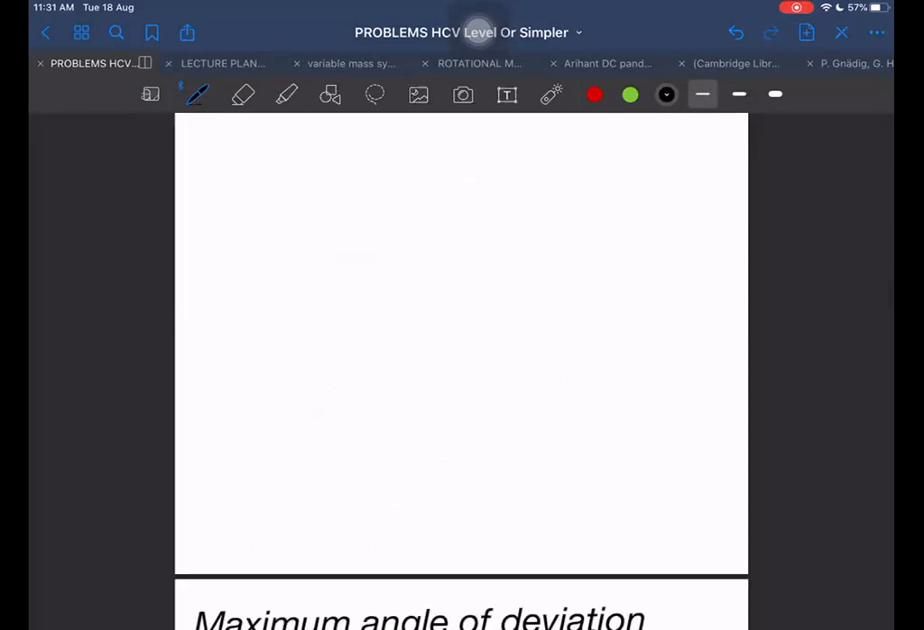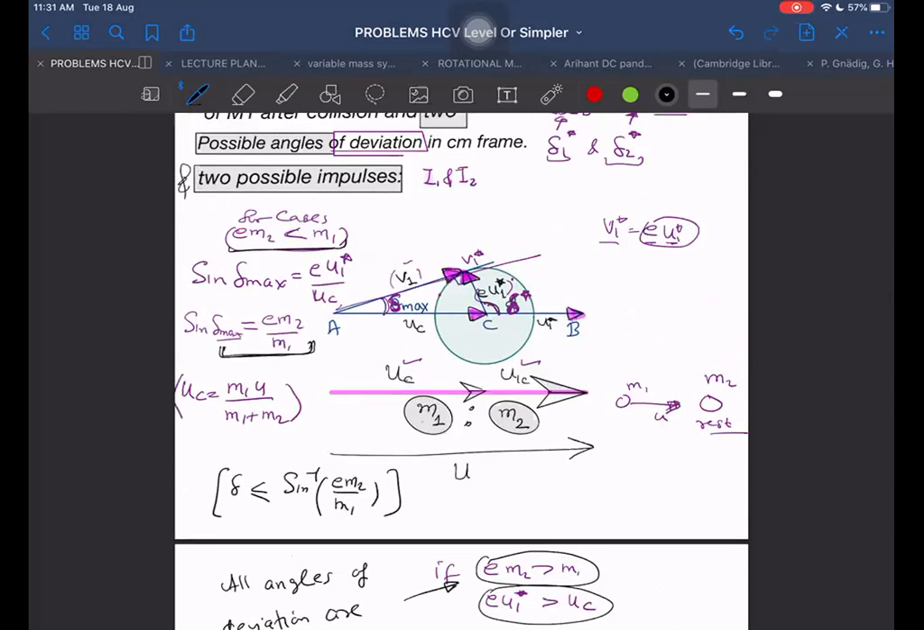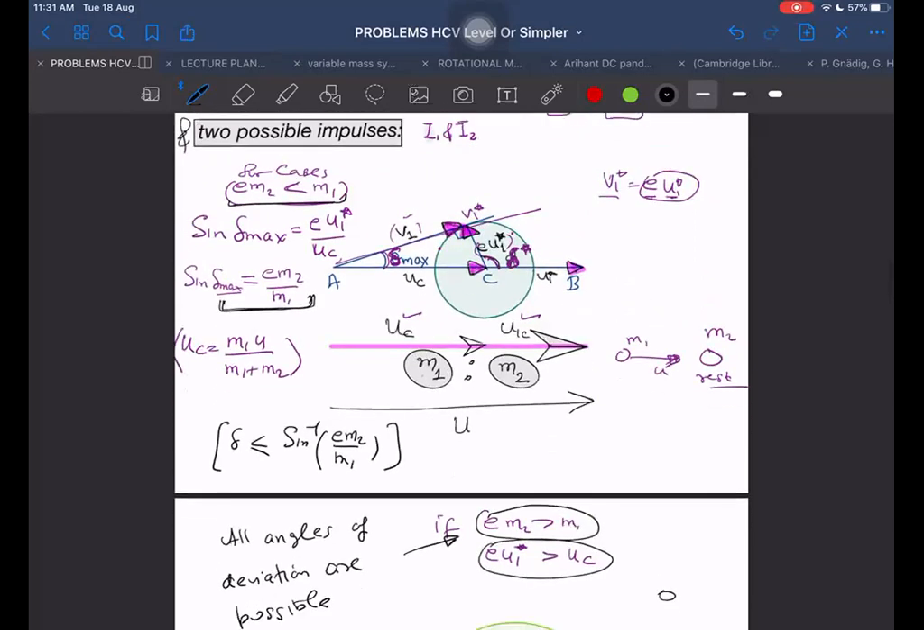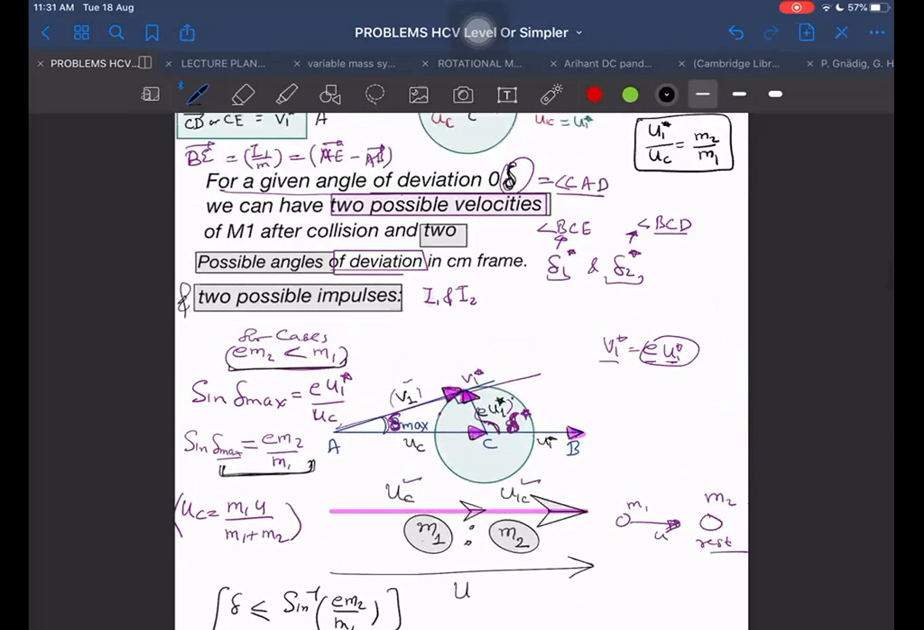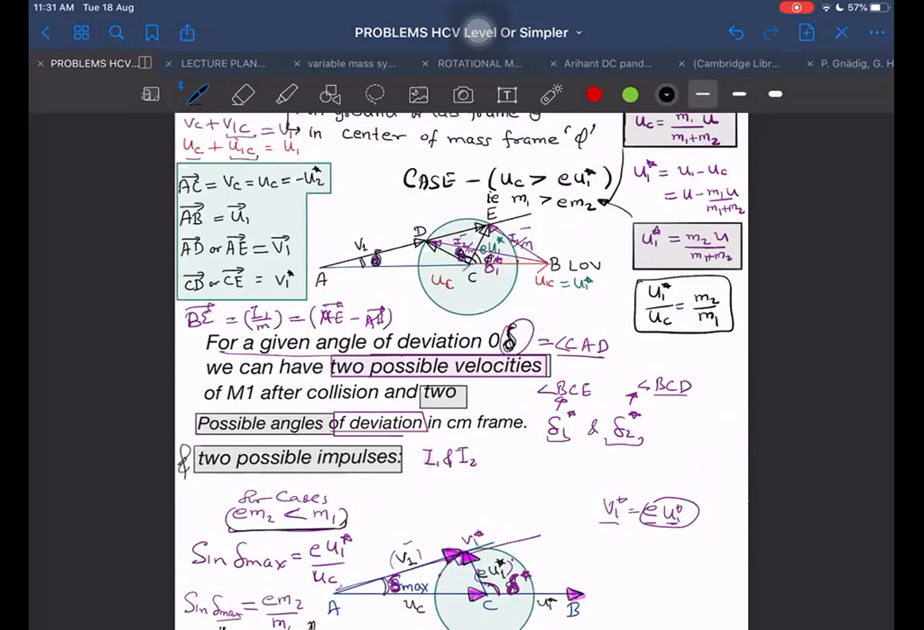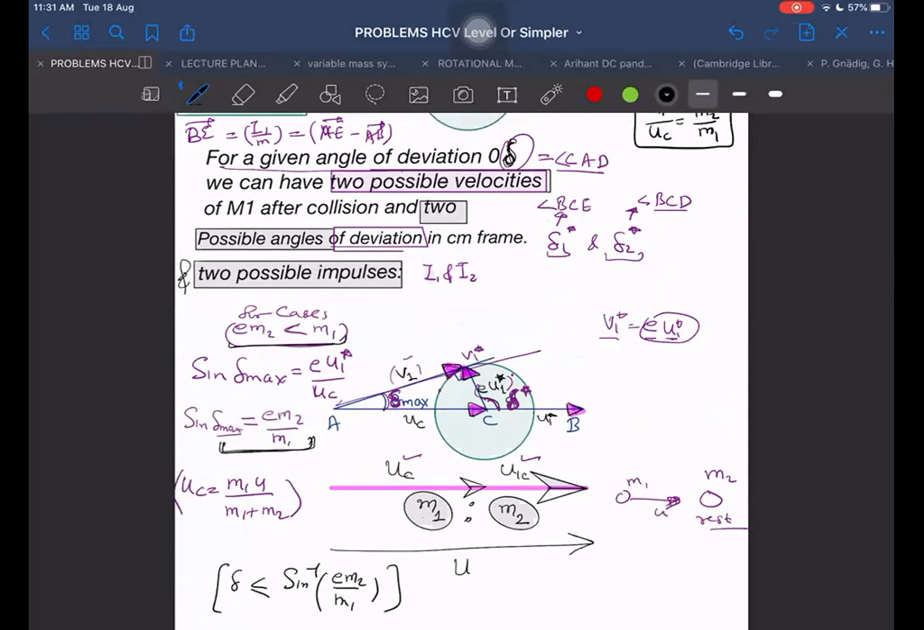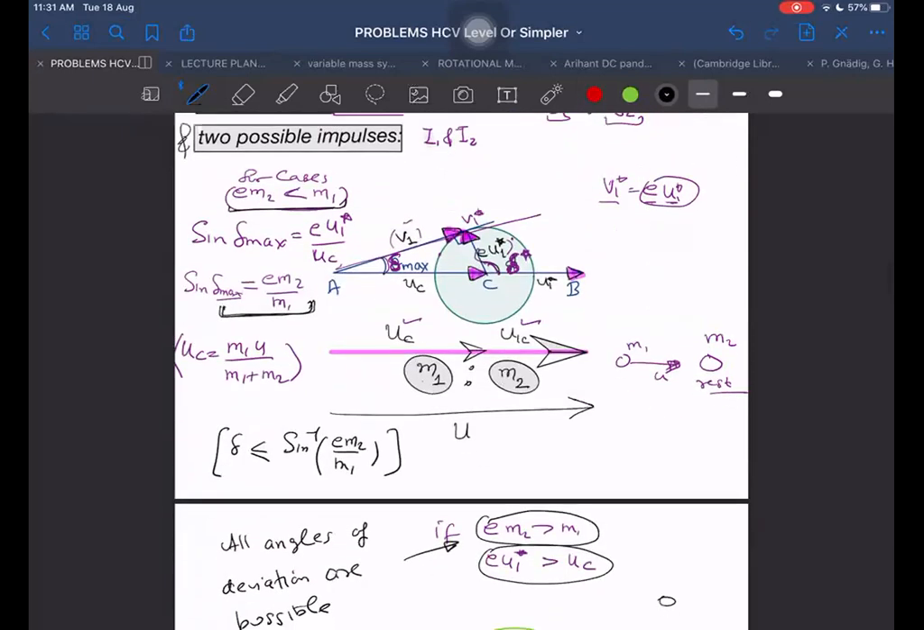To achieve this maximum possible angle of deviation, in which particular direction should this impulse be acting? There should be one definite direction in which the impulse should be acting. From here you can tell. e into U1 star is this side. What will be U2 star? U2 star will be backwards, right? Yes, U2 star will be backwards, on this minus side.